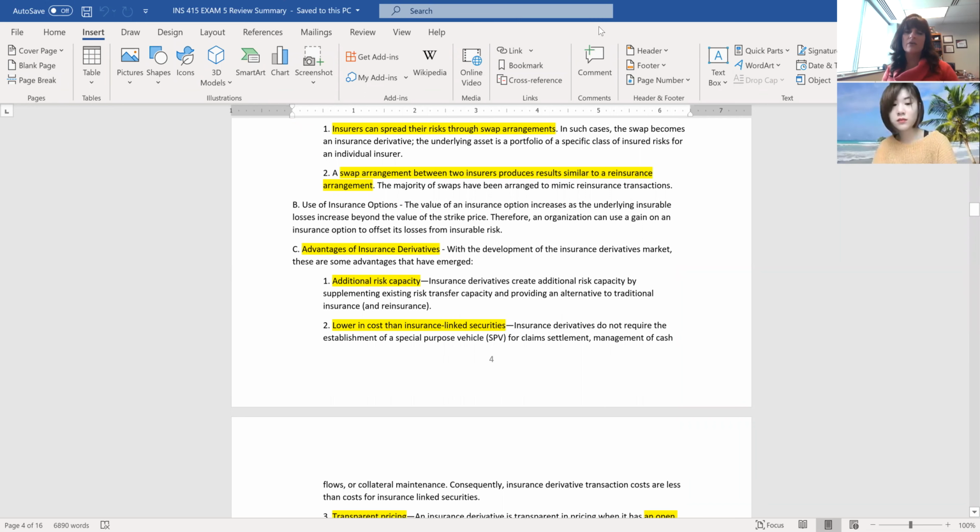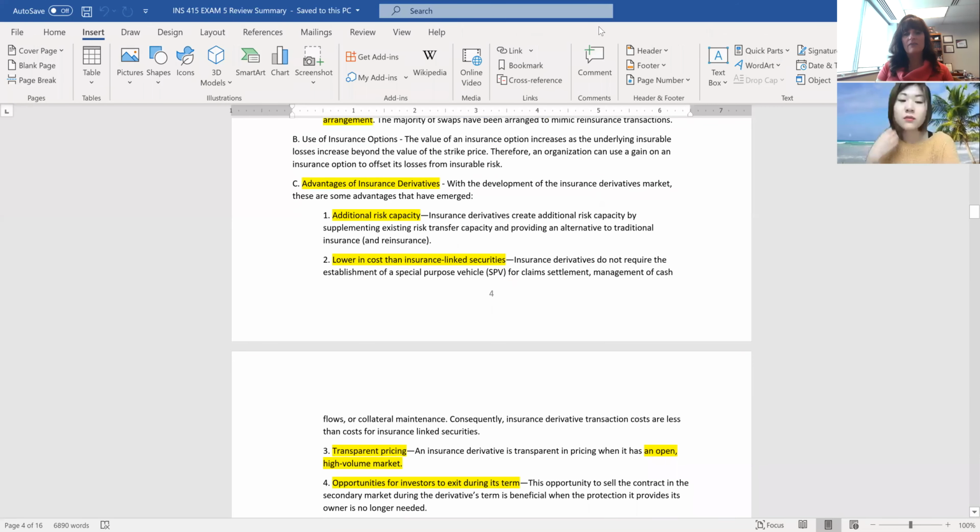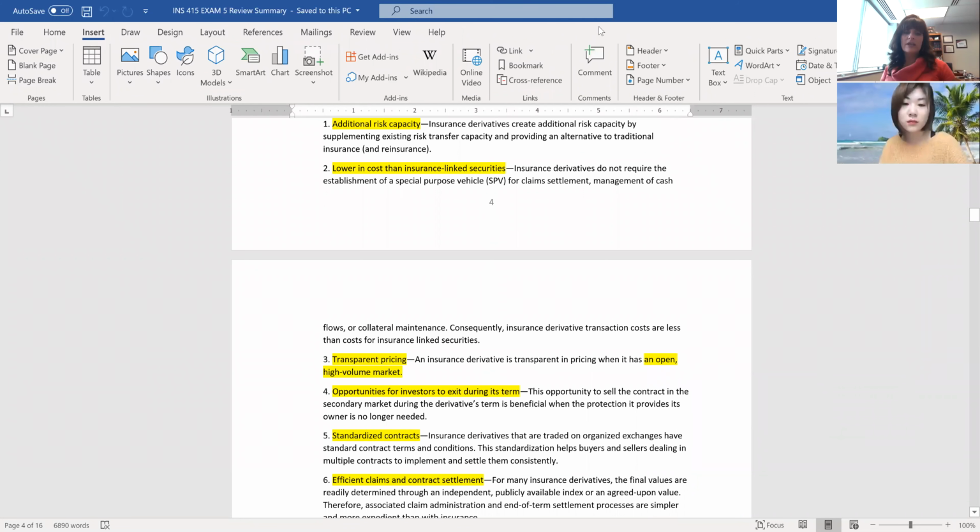We've done insurance options and swaps before in the last chapter. What are the advantages? Well, you do get more risk capacity. So if you can't go to the insurance market, this might be an option. It is lower in cost than an ILS. ILS are, like I said, fully collateralized and you have a lot of people involved. Those cost more. The other really good thing about this derivative is that it's got a very open, high volume market. So it's tradable. You can actually go out there and invest in a derivative very easily. And you know what the value is because it's like a stock price. You know what the value is based on the pricing at that point, that day and time.